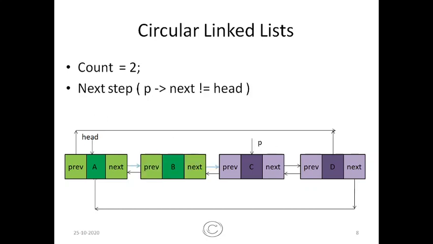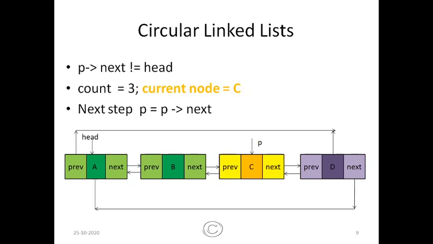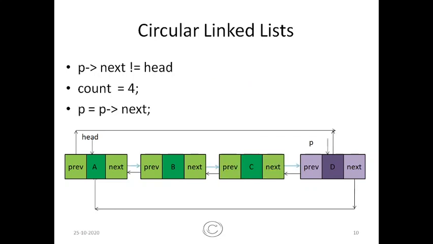So we are at C, count is equal to 3. Now we check the while loop condition: p next is not head, so p equals p next. The next address is D, so p will jump to D's address, and count will be incremented. Now at D, count is equal to 4.